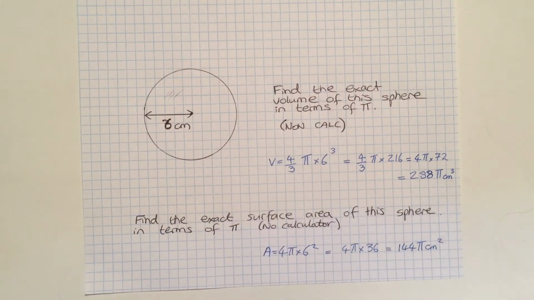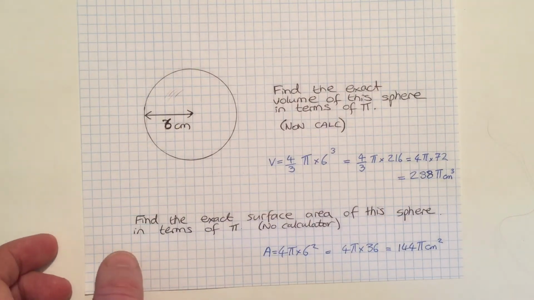The surface area, similar idea. I've done 4 pi times the radius squared, so 4 pi times 6 squared, 4 pi times 36, and 4 times 36 is 144. So I get 144 pi centimetres squared.